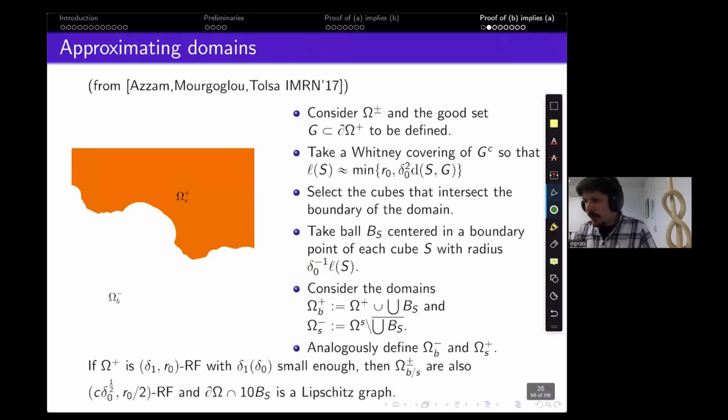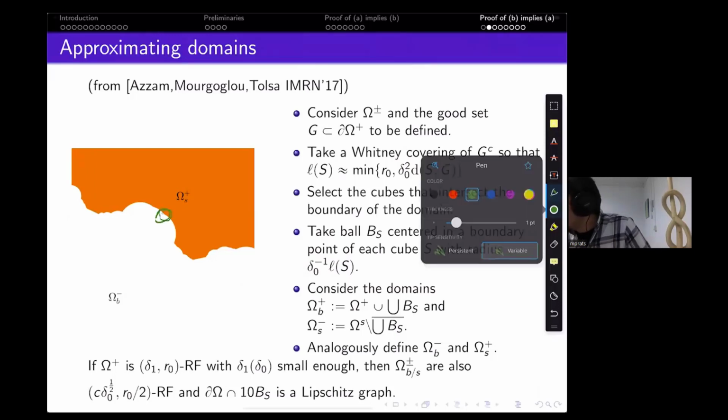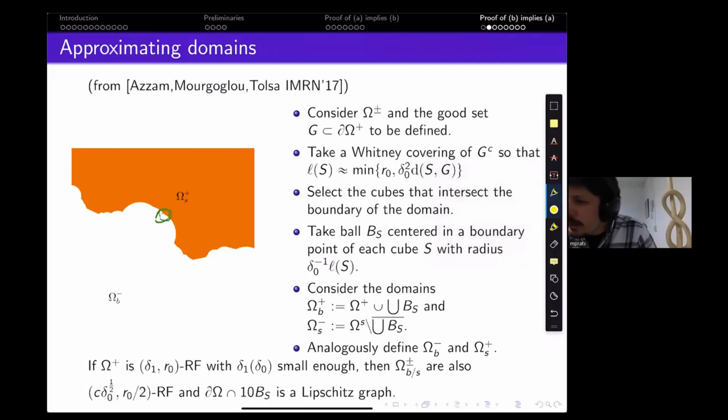Good. Okay. This is, I think, by Tolsa, Zamboni, and Murgoglu. They showed that this domain is again delta-Reifenberg flat if you play well with the constants, and moreover, locally, in the modified zone, you have a Lipschitz graph.